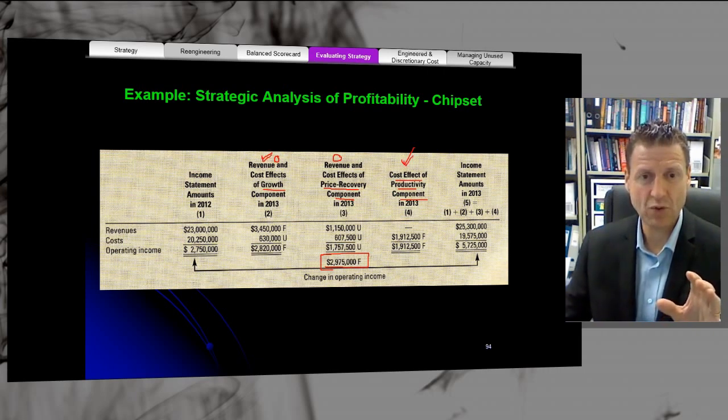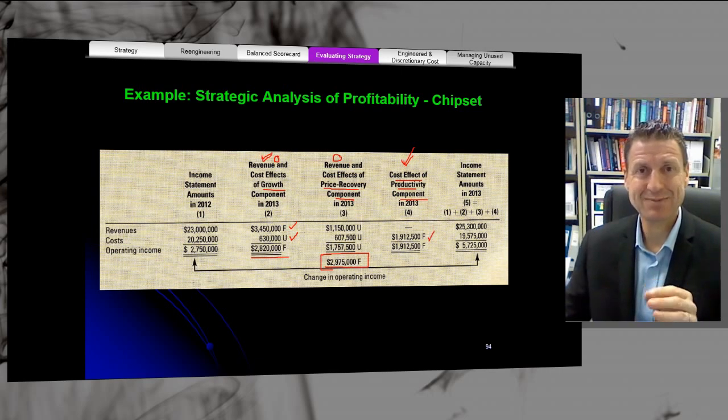And you can see that overall Chipset is doing very well on the growth component. Its revenues have gone up, and of course costs are always going to be unfavorable when there is growth happening in the organization. We just want to know the total effect on operating income is net positive. Yes. What about the cost effect for Chipset? It is favorable because Chipset was able to make things more efficiently. It is able to produce 1.15 million units and use less materials and less conversion costs. And so that's why Chipset was able to get a huge favorable component with productivity.